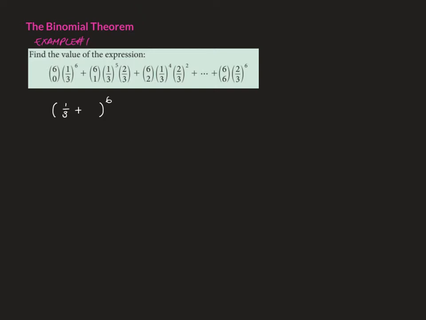Now the second term of the binomial should be similarly 2/3, because we have 2/3 to the power of 0, 2/3 to the power of 1, 2/3 to the power of 2, and then we're ending at 2/3 to the power of 6. So the last term of the binomial is 2/3. And if we add 2/3 plus 1/3, we get 3/3, which is equal to 1. This is the same as 1 to the power of 6, and 1 to the power of 6 is equal to 1.